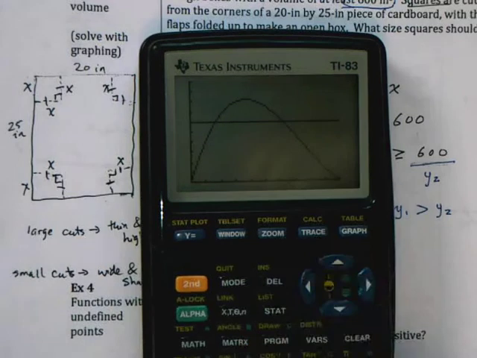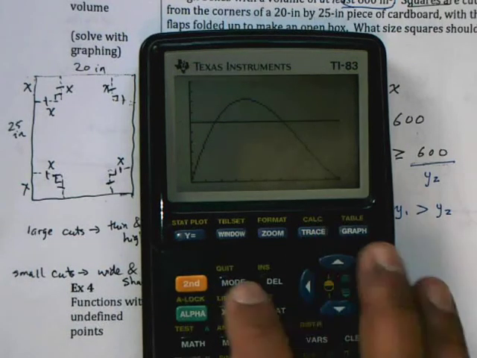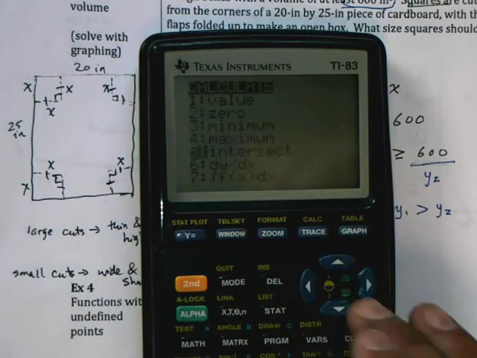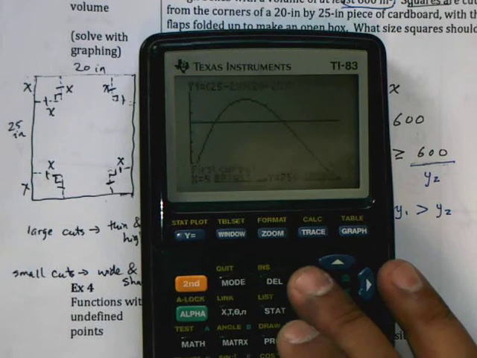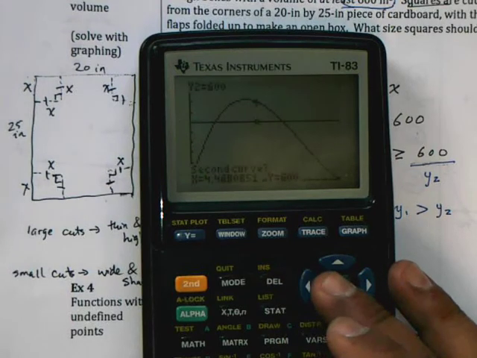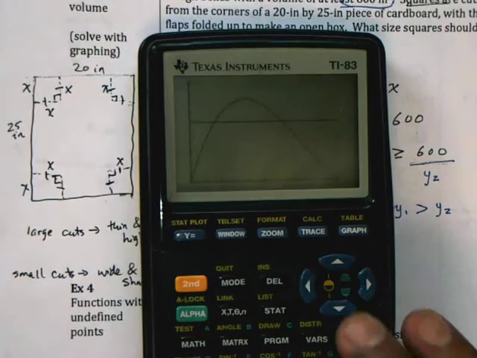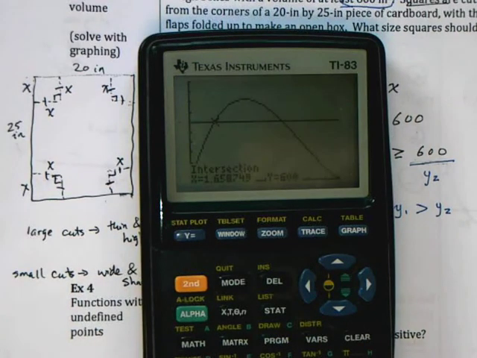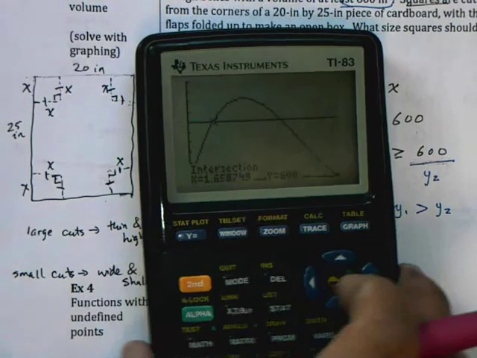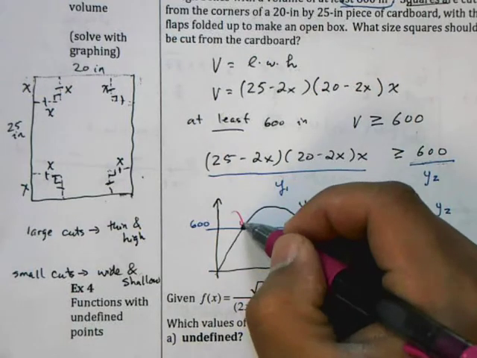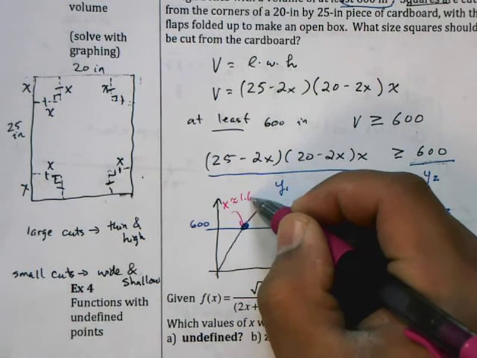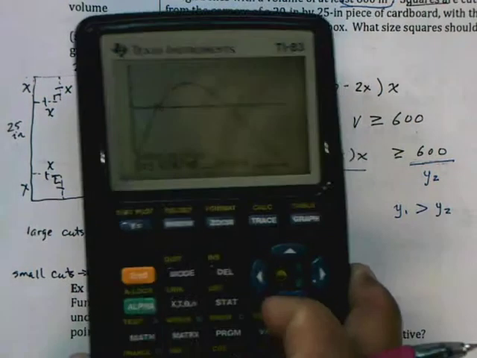So if you hit second, calc, go down to intersection. First curve, that's fine. Second curve, that's fine. I'm going to move this cursor closer to the first point so that it knows what to estimate. So here, x is about 1.66. Y is going to be 600.